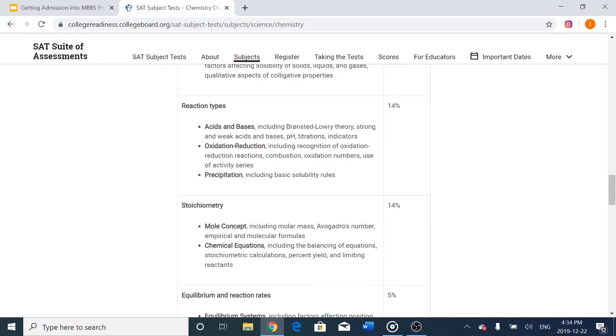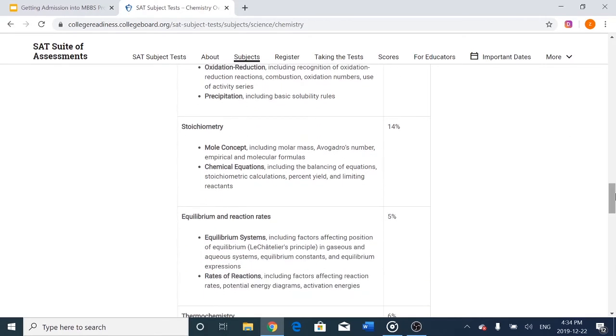Oxidation reduction. You're gonna need to know oxidation reduction, combustion, oxidation numbers, activity series. So you're gonna have to know the activity series, and you're gonna have to memorize that. Okay. Precipitation. You're gonna need to memorize basic solubility rules, like I mentioned before. Stoichiometry.